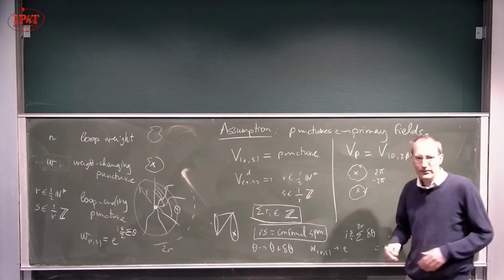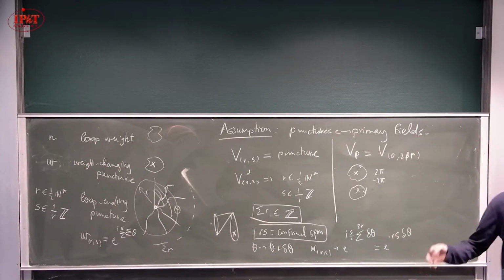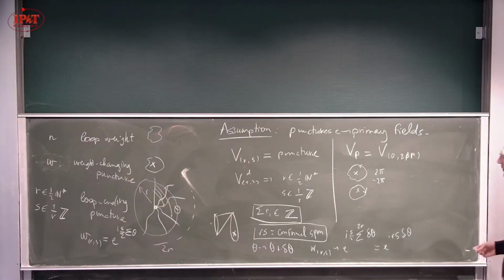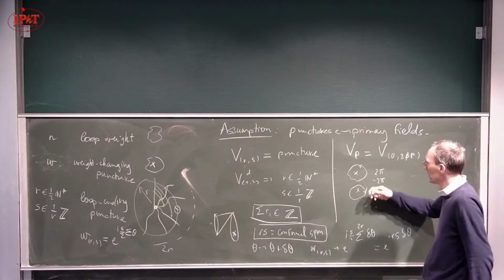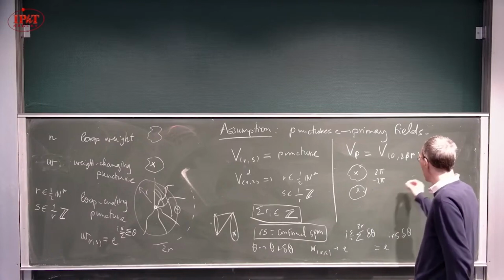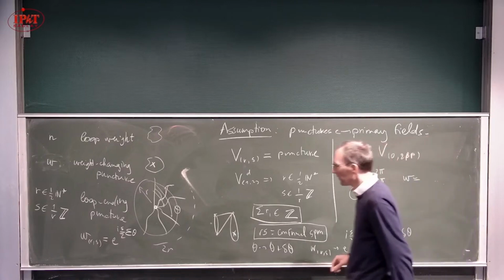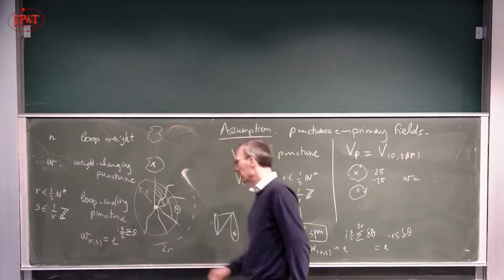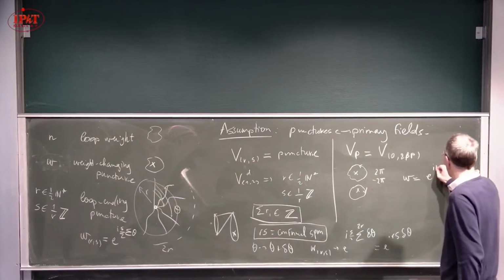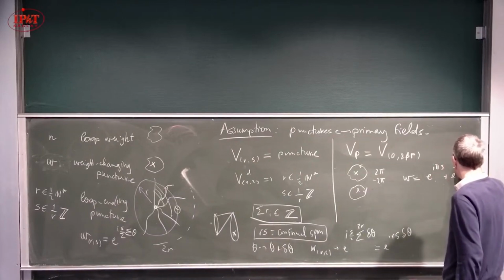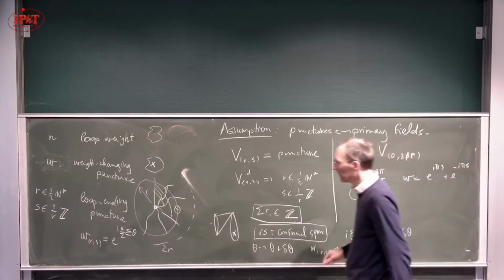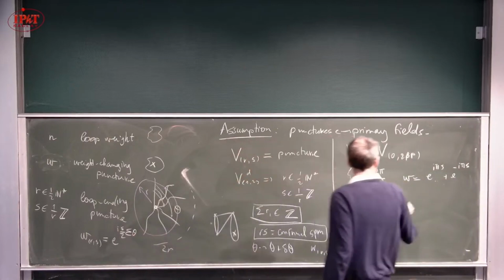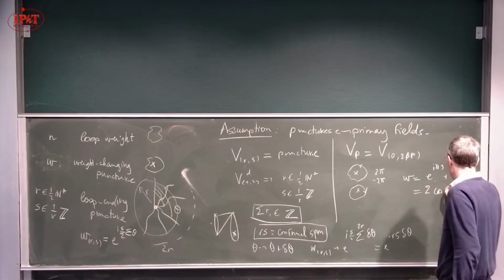Right? But I cannot have loops with angle 4 pi, for example, because these loops are supposed to be non-self-intersecting. So therefore, I expect this loop to come with some weight, which would be, according to this formula, basically, e to the i pi s plus e to the minus i pi s. Here I'm taking a total angle of 2 pi, and this is just 2 cos pi s.